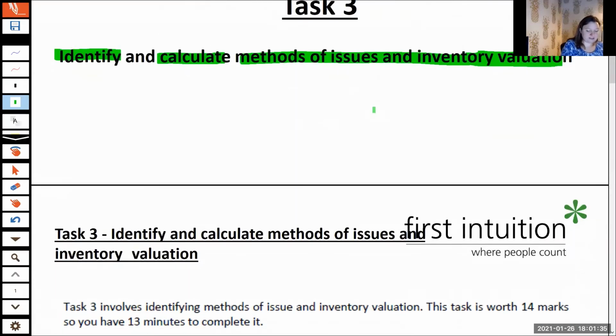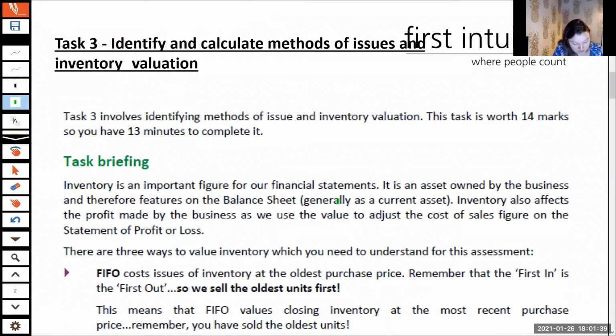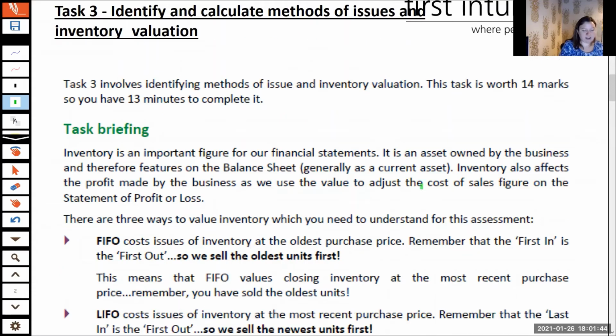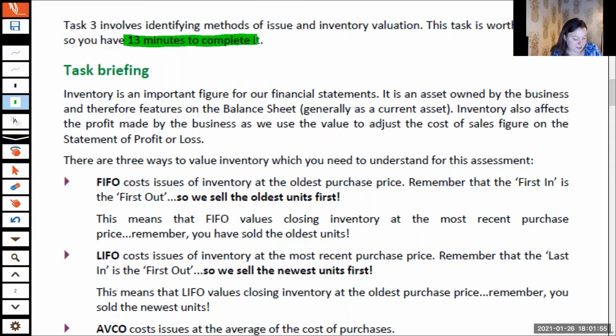And you should have all received this task already by email, and you should have the intro information available. But as it says here, task 3 is all about identifying methods of issue and inventory valuation. It is worth 14 marks in our exam, which means we have 13 minutes to complete it. As we're going through this task, please do get involved in the chat box. Ask if you have any questions. More than happy to help out with any questions you guys have here.